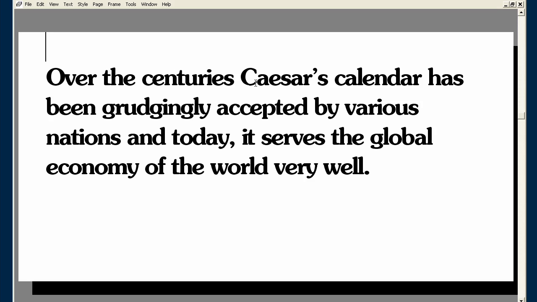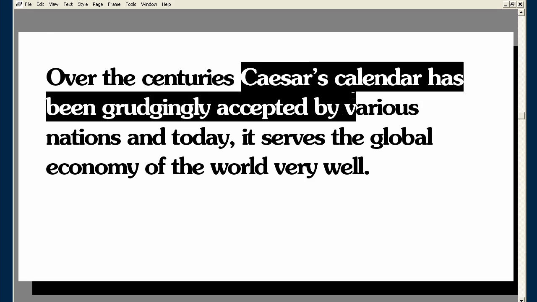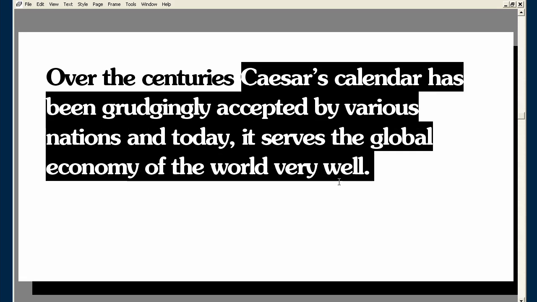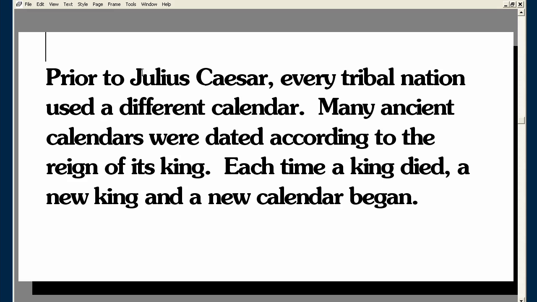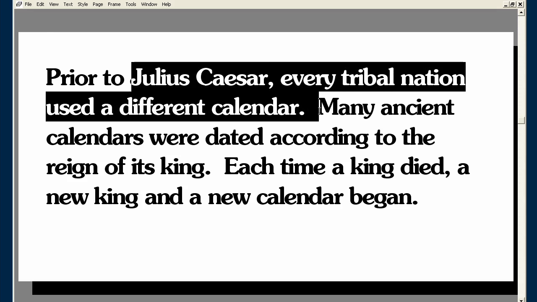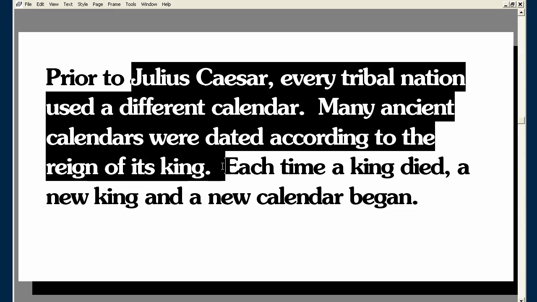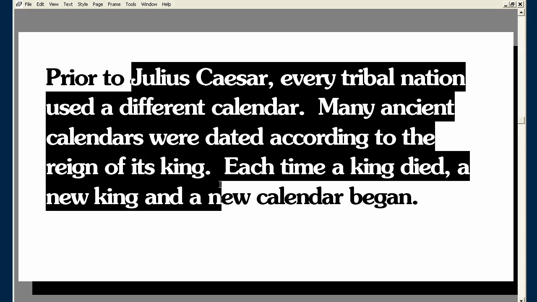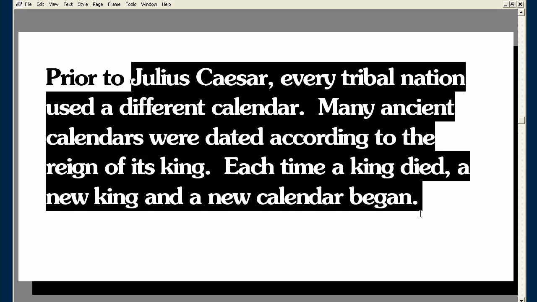Over the centuries, Caesar's calendar has been grudgingly accepted by various nations, and today it serves the global economy of the world very well. Prior to Julius Caesar, however, every tribal nation used a different calendar. Many ancient calendars were dated according to the reign of its king, and each time a king died, a new king and a new calendar began.